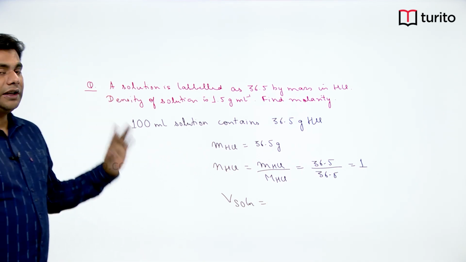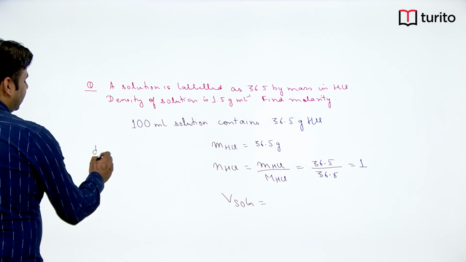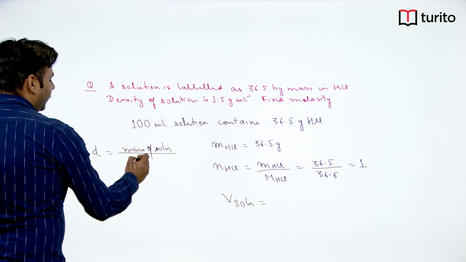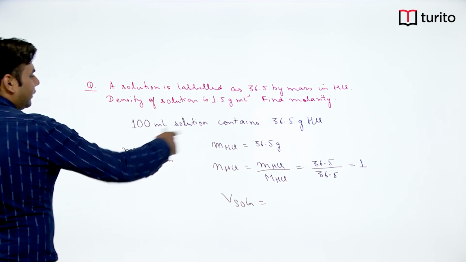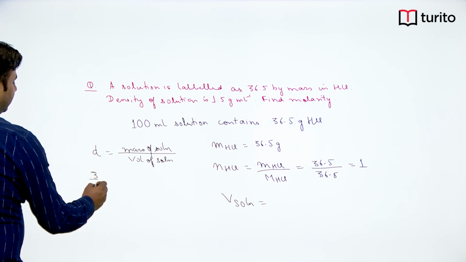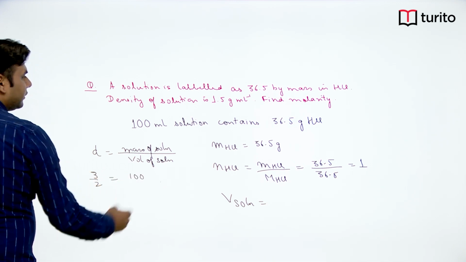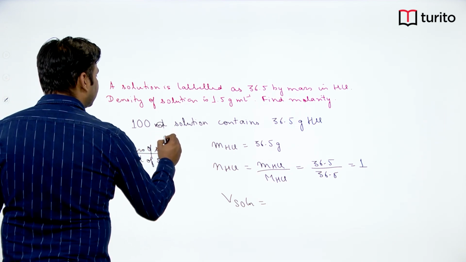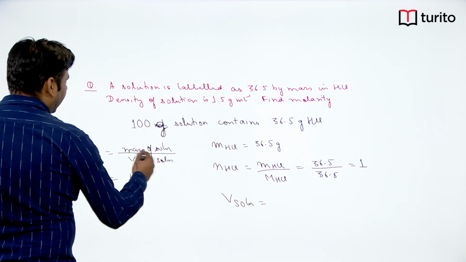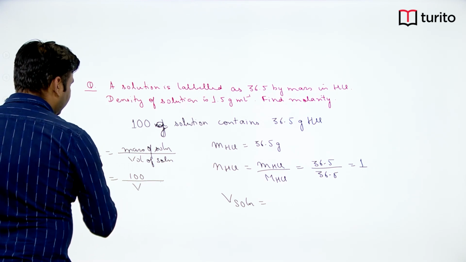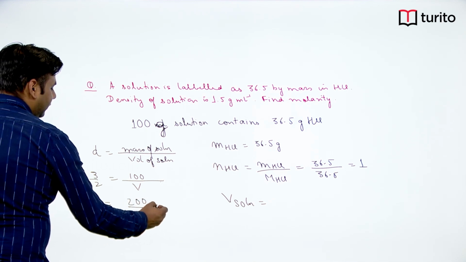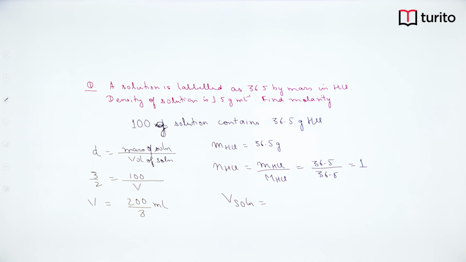For volume data we have been given a density. Now we know that density is mass of solution upon volume of solution. Density is 3/2. The mass of solution is 100, sorry, this is 100 gram, because this is mass percent, so it is 100 gram of solution. So 3/2 equals 100 upon the volume of solution, so you can find the volume of solution as 200 by 3. This would be in ml because density is gram per ml and the mass of solution is also in grams.